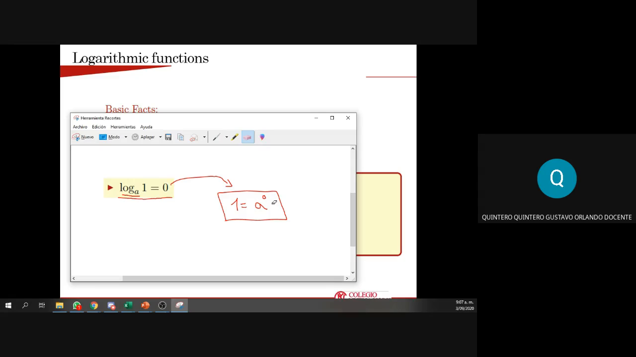This is one of the properties of exponentials. Do you guys remember? This is one of the properties of exponential functions. Any number elevated to the 0 is 1. Which is why this is a basic fact. This is very basic. This is the reason, right?